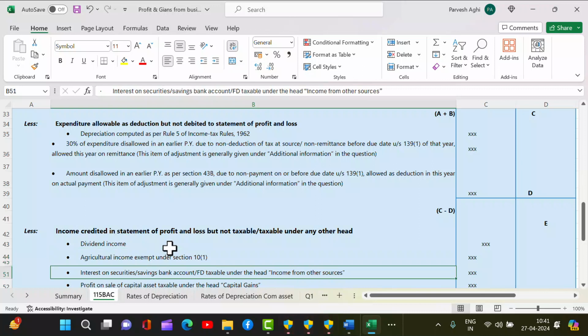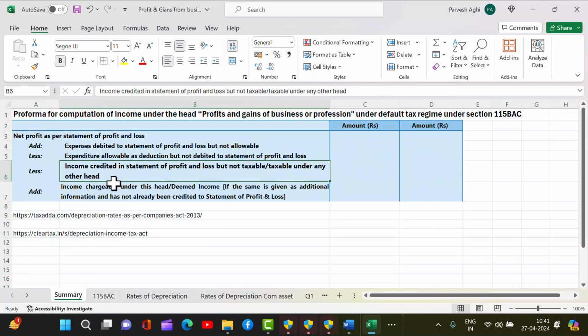Okay. Read further. Interest on securities, savings bank account, FD taxable under the head income from other sources. Okay, just hold on. So that means any income like interest you have received on a bank account or FD is also taxable under the head income from other sources. So that will also be added. Okay. The last one.